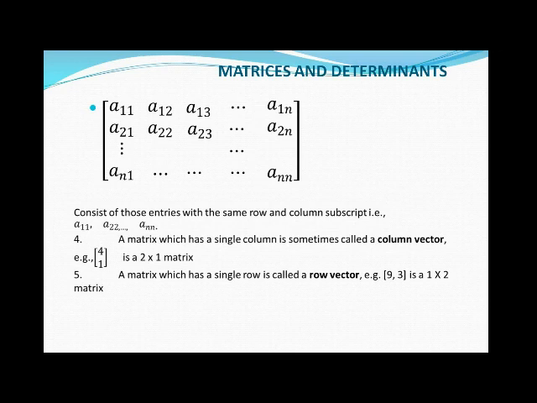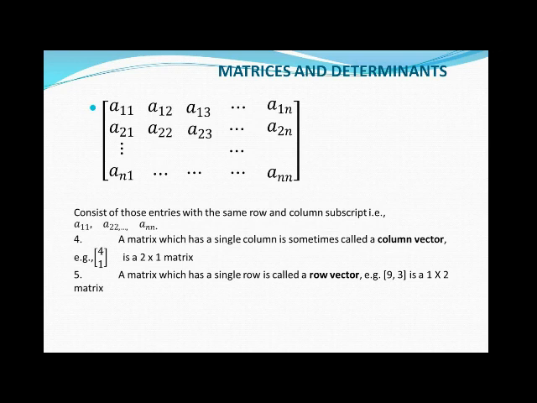4. A matrix which has a single column is called a column vector. Example, a matrix containing the entries 4, 1 is a 2 by 1 matrix, meaning it has 2 rows and 1 column. A matrix which has a single row is called a row vector, e.g. a matrix containing the entries 9, 3. This is a 1 by 2 matrix. Why is it 1 by 2? Because it contains 1 row and 2 columns.